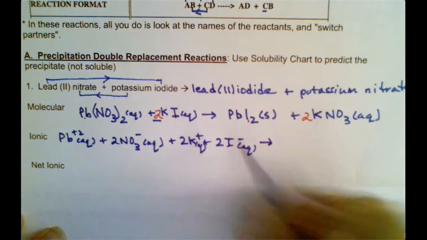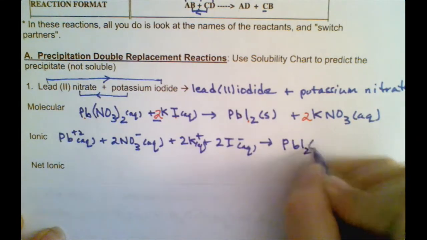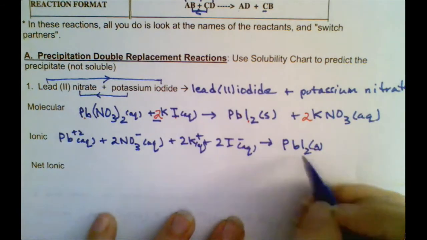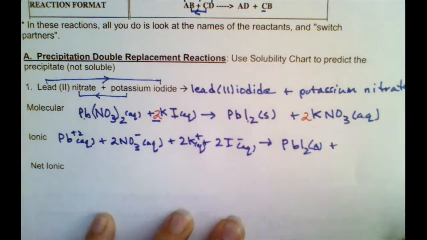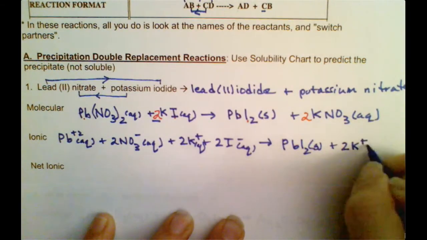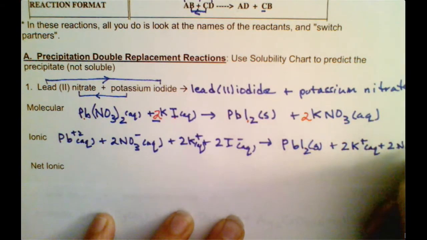Then what I'm going to do is leave the solid intact in my ionic equation because those ions have come together to form the solid. I'm going to write this compound broken up into its respective ions because they are aqueous. So that product remains as aqueous.